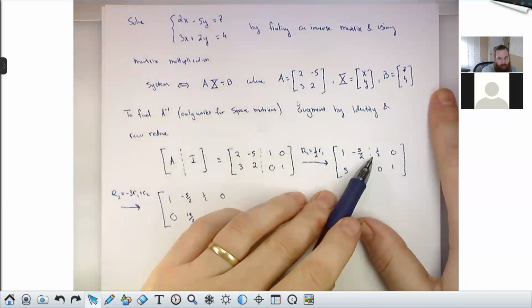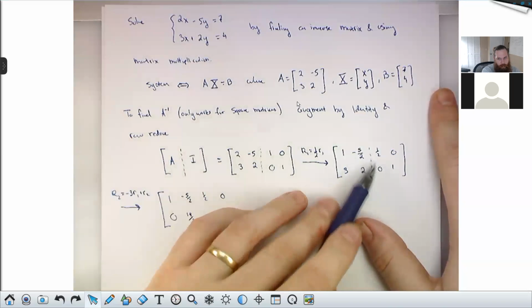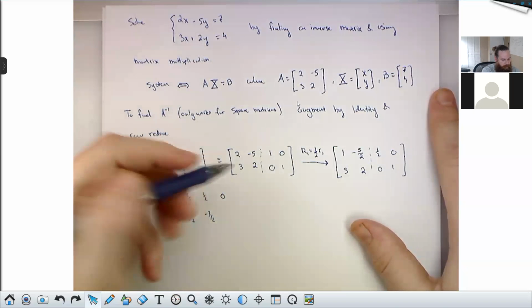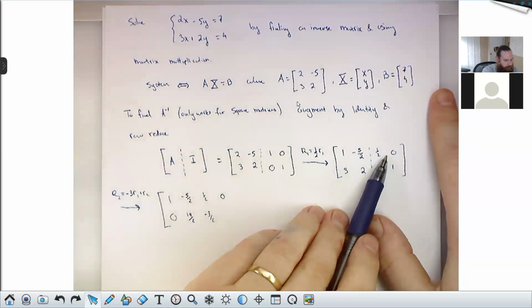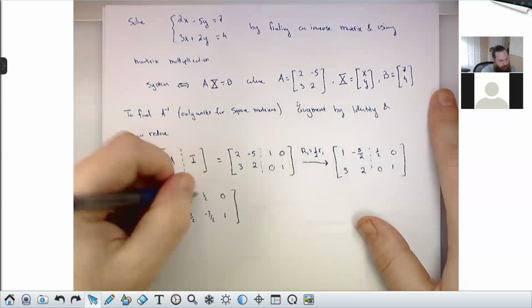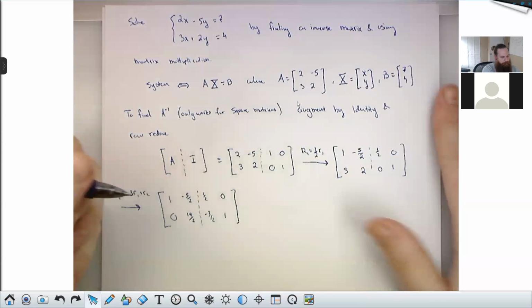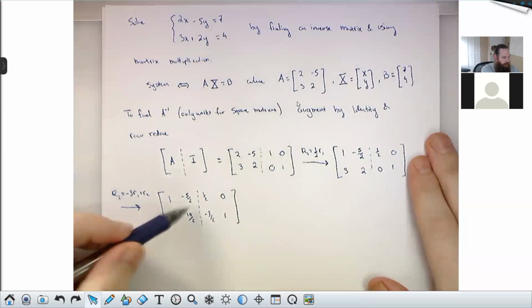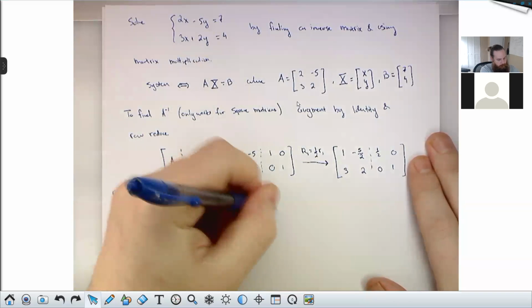-3 times this is -3 halves. -3 halves plus 0 is -3 halves. And 3 times this is 0 still, so this guy stays a 1. Now I've got a 1 in the pivot, a 0 below. I need to make a 1 here.